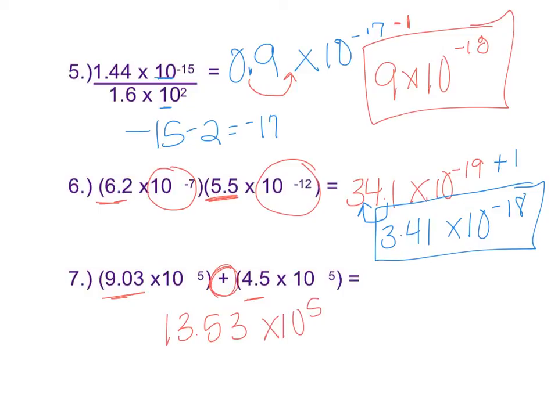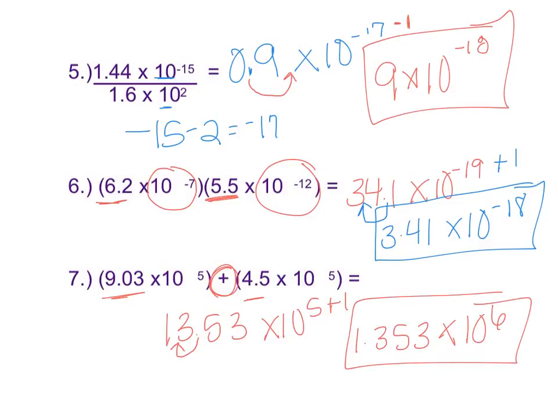Now when we check that answer, it's not written in scientific notation. So we move our decimal point back a place to make it 1.353. We move the decimal point backwards. We went from a number that was too large into scientific notation. So we use positive exponents. That means we add 1 to the existing exponent. And we have times 10 to the 6th power.